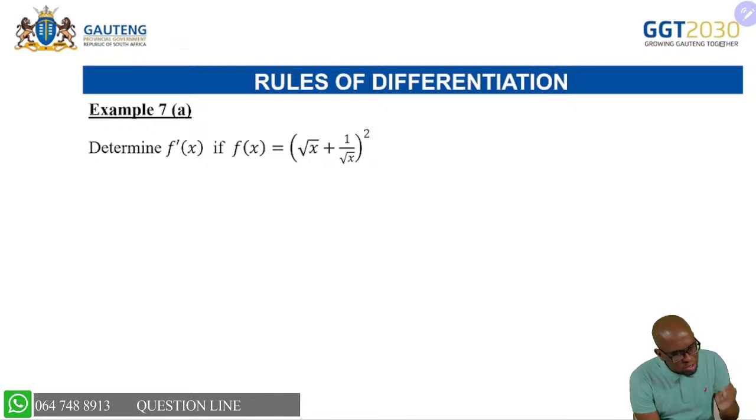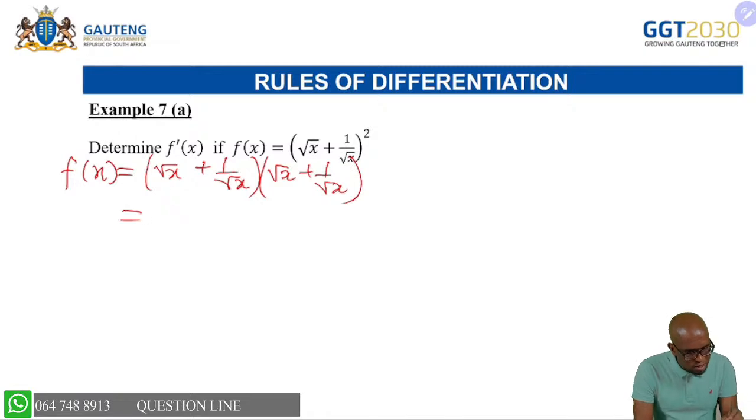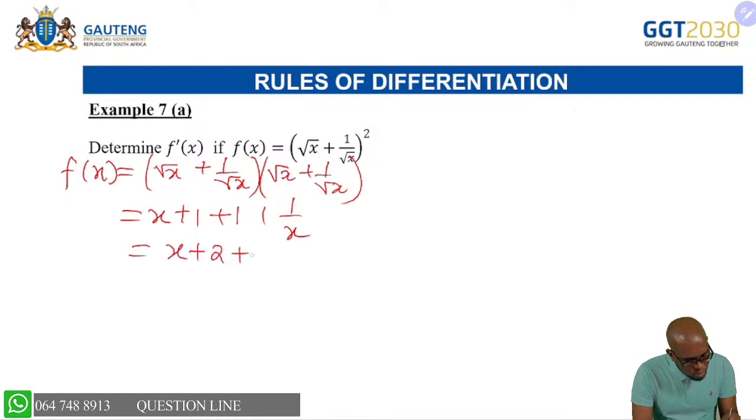Now what I can do here is, because I have brackets, the first thing that I should do is remove brackets. So this is square root of x plus 1 over square root of x. I have this twice: square root of x plus 1 over square root of x. So if I multiply, square root of x times square root of x, I get x. If I multiply here, I get 1. If I multiply here, I get 1. If I multiply here, I get 1 over x. So this would be x plus 2 plus 1 over x.